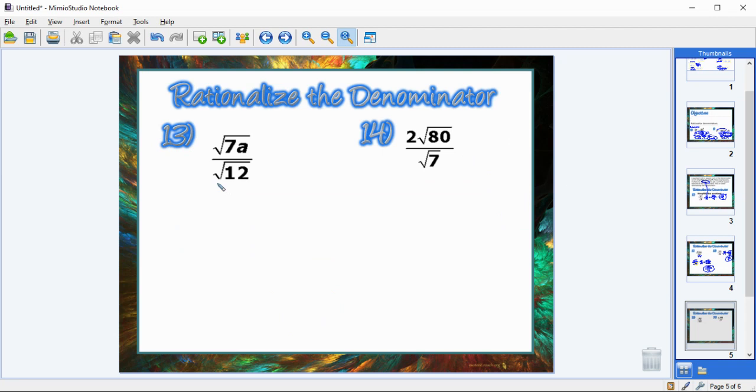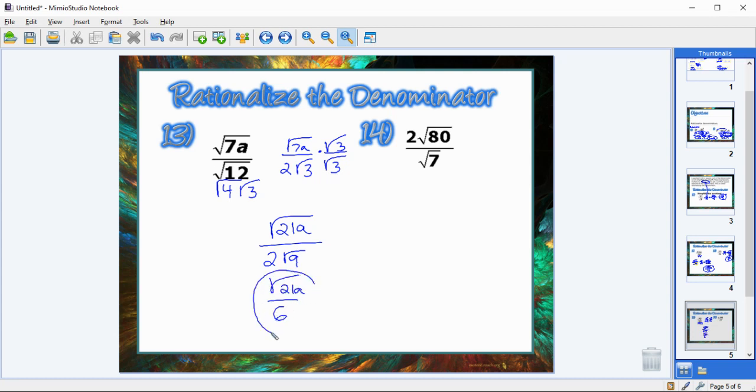All right, 3. I'm going to reduce this 12 first of all. So I've got root 7a over 2 root 3. Now my numbers are much nicer. I need to get rid of that root 3. So I'm going to multiply by root 3 over root 3. So my numerator is root 21a. And in the bottom here, I have 2 times the square root of 9, which is just 2 times 3, or 6. So this is how you would write your final answer.